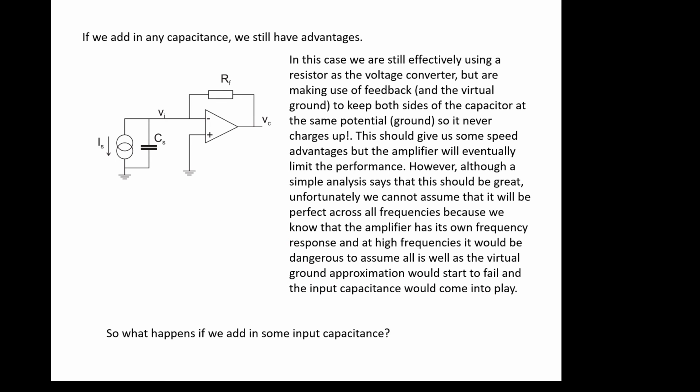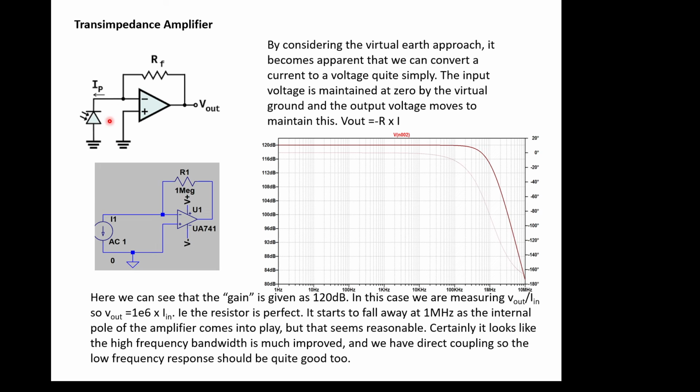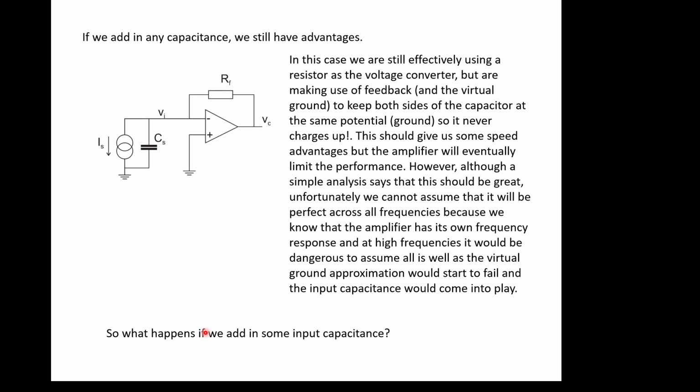So on the previous slide we didn't bother putting the capacitance in because we said it doesn't really exist as far as this ideal world is concerned, and look, we've got a fantastic response. In actual fact there is a capacitance here, but it's nulled out by the virtual ground. But the virtual ground requires a very high gain in this system to allow that virtual earth to happen. And we know that as frequency goes up, the gain of this system will fall off, and eventually the virtual ground will fail, which means that we can no longer assume that there's no volts across the capacitor, and it may well have an effect. So, what happens if we add in some input capacitance?